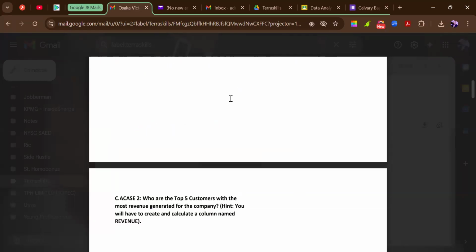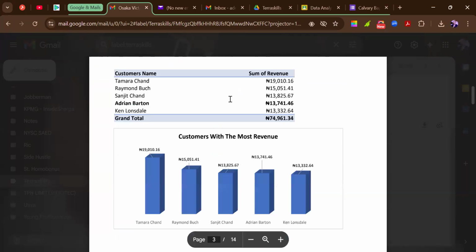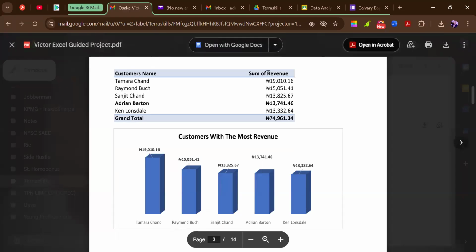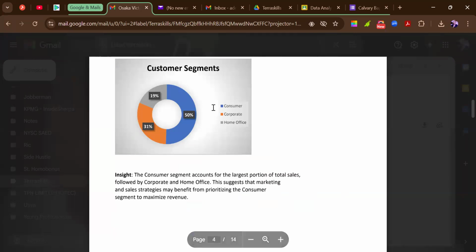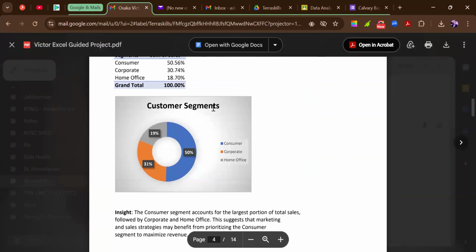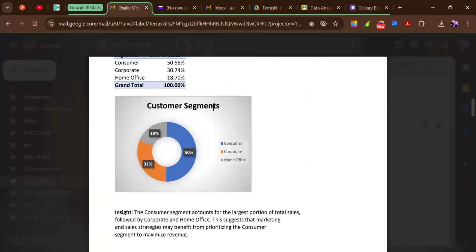The idea, yes, is good. And then for case 2, no comment, except for sum of revenue. Just put it as revenue. Okay, sir. No comment. And then this also, this is good too. Yeah, this is the best case scenario of using a pie chart. The information is just there. So you can see that using a pie chart for it is actually ideal.